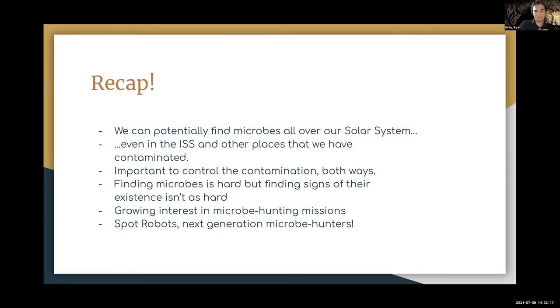But just as a quick recap of some of the stuff we talked about, we can potentially find microbes all over the solar system, even in places that we've contaminated with them, like in the ISS, the International Space Station. And it's important to try to control this contamination. Like someone mentioned, we really don't want to find life and get really excited and realize it's something that we accidentally put there. Finding microbes is hard, but we can find signs of them instead to narrow our search. And there's a growing interest in some really cool microbe hunting missions, including these Spot robots. And as we can see, they're great for looking for life, but they're also really cool dancers.